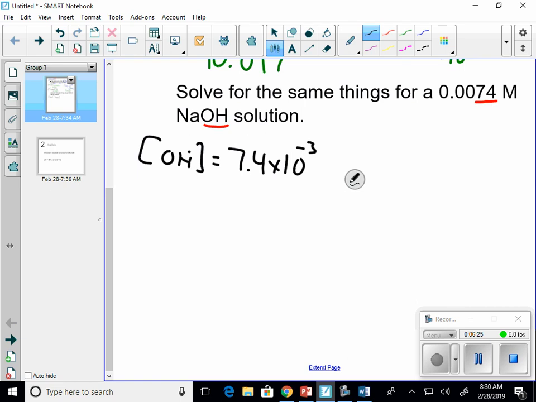Again, you could do hydroxide times hydronium equals 10 to the negative 14th. I'm instead going to start with the pOH, which is the negative log of the OH.